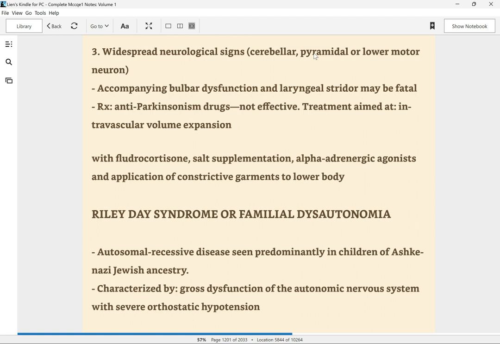Rx, anti-Parkinsonism drugs not effective. Treatment aimed at intravascular volume expansion with fludrocortisone, salt supplementation, alpha adrenergic agonists and application of constrictive garments to lower body. Riley-Day syndrome or familial dysautonomia, autosomal recessive disease seen predominantly in children of Ashkenazi Jewish ancestry. Characterized by gross dysfunction of the autonomic nervous system with severe orthostatic hypotension.